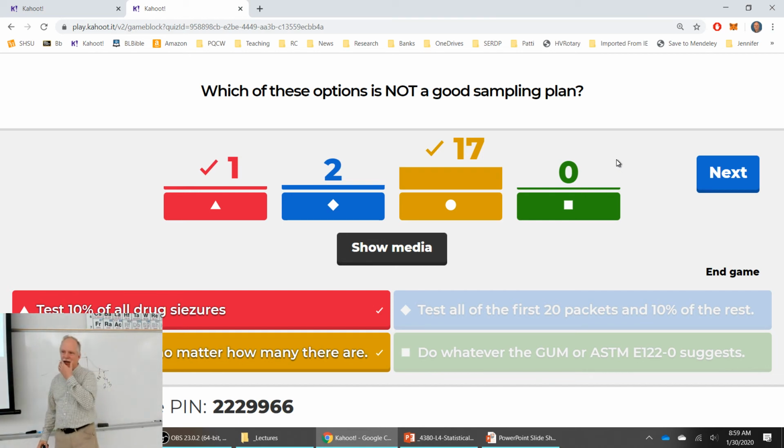And then testing 10%. Why would that not be good? It's too few, yeah. You get 10 packets in, and you say, okay, I'll just test one and call it good. Probably not a good plan, right? So eventually you need to test a reasonable amount, and that's what these others would be.